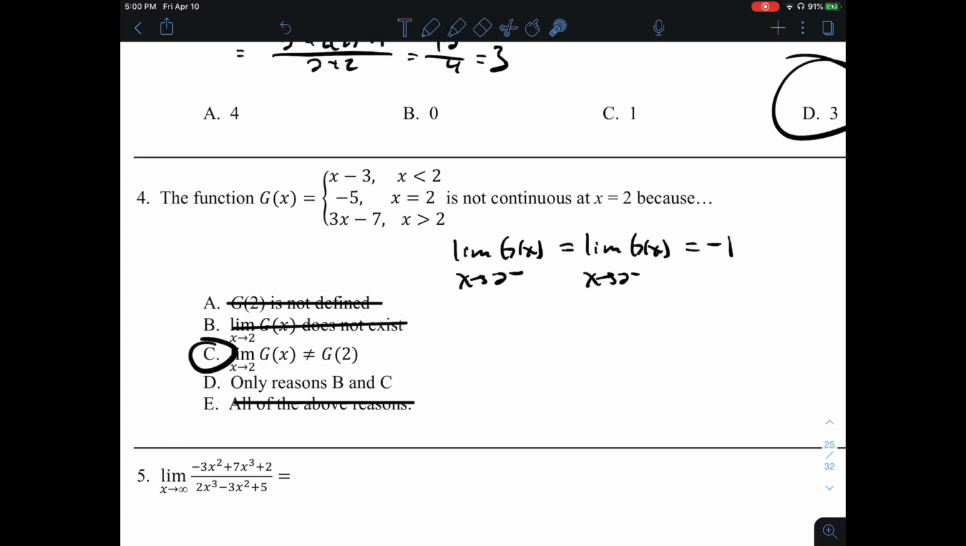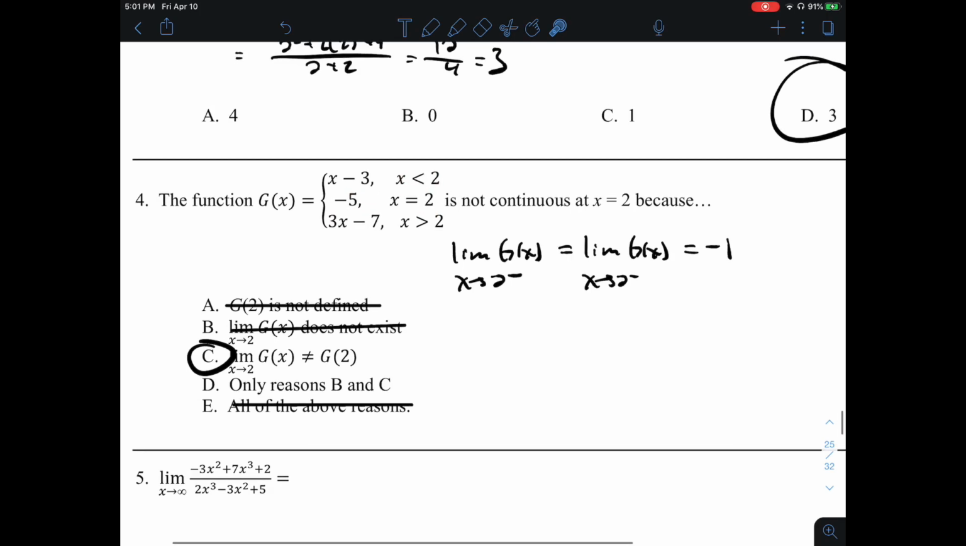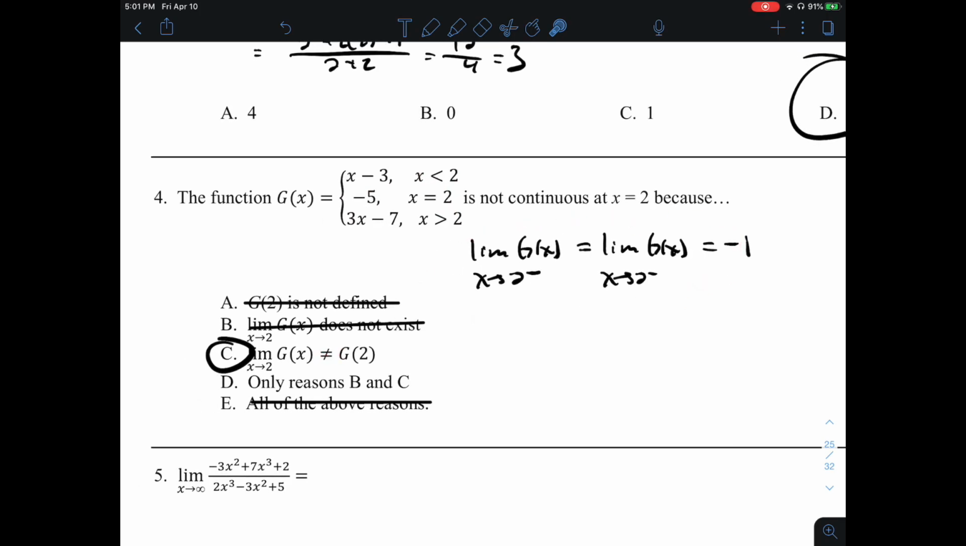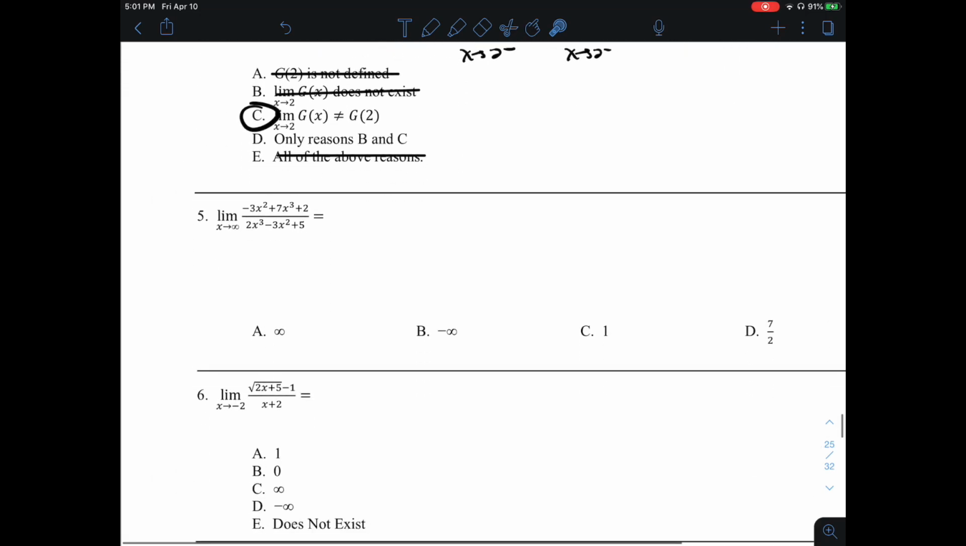It is C because this answer does not agree with this answer. C says the limit of g of x as x approaches 2, which is negative 1, does not equal the function evaluated at 2, which is negative 5. And I agree. So those aren't equal. That's why this is not continuous.